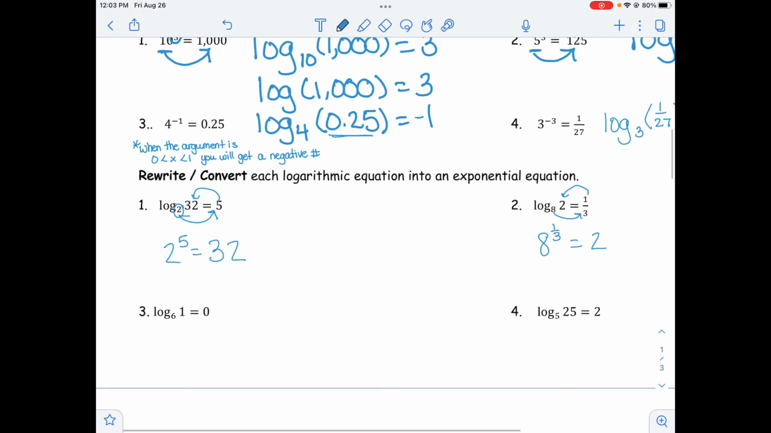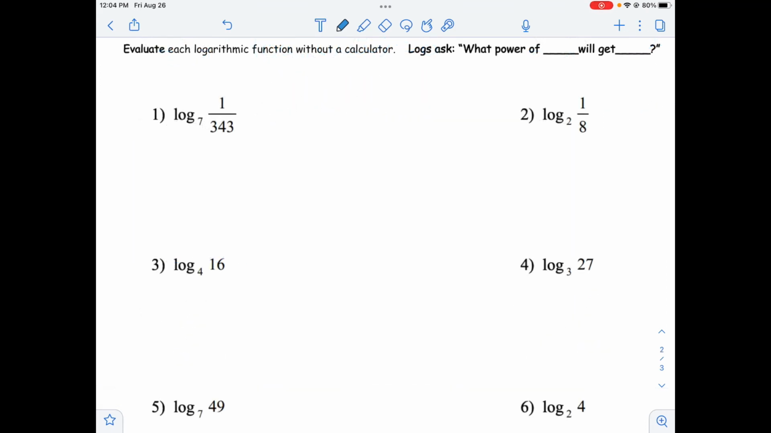Notice with this one we have the base of 6 raised to the 0. We always know anything raised to the 0 power is 1. And with the last one, 5 raised to the 2 equals 25. So these are much easier to see the connections to. In this section, we're going to look at how to evaluate logarithmic functions without a calculator. So we're thinking log base 7 of 1/343. What we're really asking is what power of 7 will get us our answer.